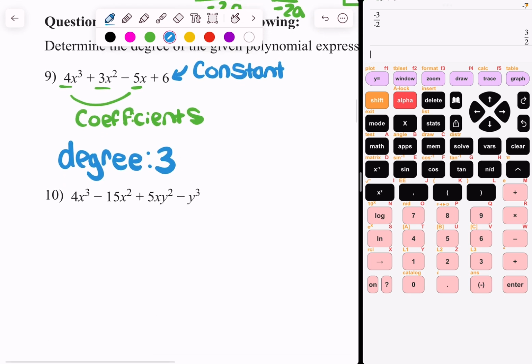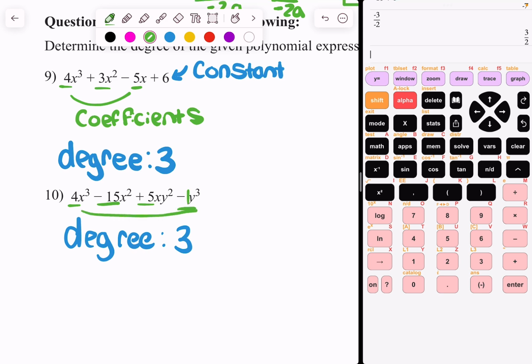And let's look at number 10. The degree, again, is the highest exponent. Our highest exponent here is 3. And our coefficients are 4, negative 15, 5, and negative 1. These are all our coefficients. We do not have any constants here because we do not have any number that doesn't have a letter.